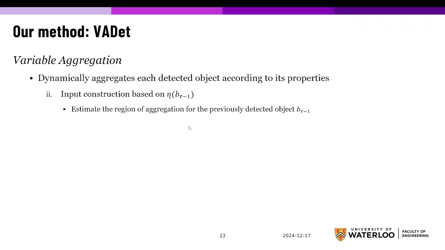So first of all, because the object can be potentially moving, the object may not be stationary, we first want to estimate the region of aggregation for that previously detected object in the current frame. So we want to estimate where the object might be in the current frame without detecting it accurately first.